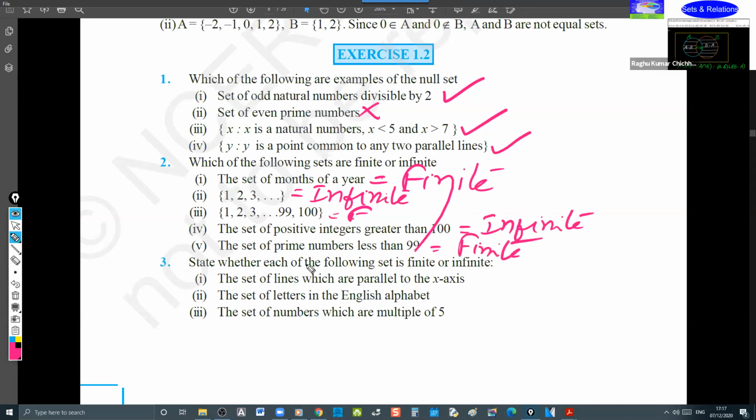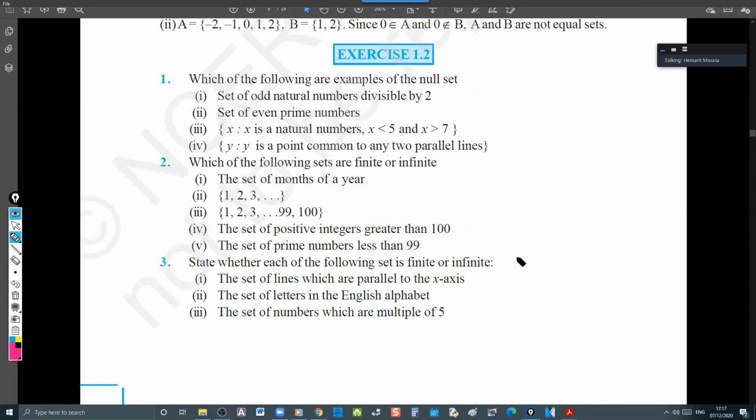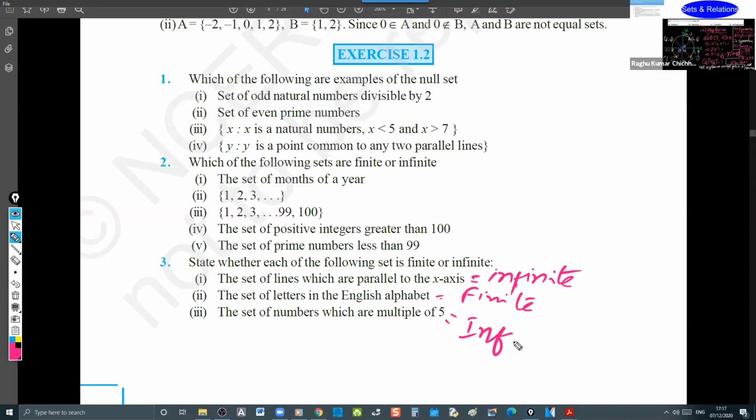Yeah, Maurya, third one. State whether each of the following set is finite or infinite. The set of lines which are parallel to x-axis. So there are infinite lines parallel to x-axis. Set of letters in the English alphabet, it's finite. Set of numbers which are multiple of 5 is also infinite. Good.